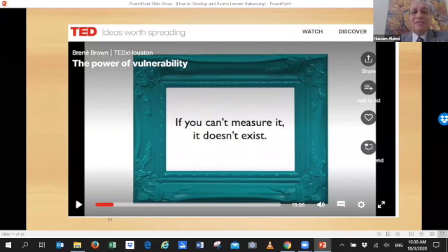Frankly speaking, one day I was watching an inspiring talk by a researcher called Brené Brown, and I saw this quote: if you can't measure it, it doesn't exist. I really thought of this. If you can't measure it, it doesn't exist. So it came to my mind that there would be a way to measure learner autonomy.